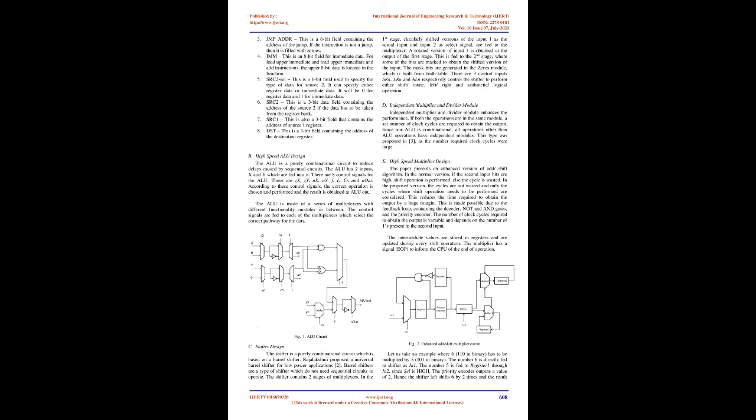5. SRC2 cell. This is a 1-bit field used to specify the type of data for source 2. It can specify either register data or immediate data. It will be 0 for register data and 1 for immediate data. 6. SRC2. This is a 3-bit data field containing the address of the source 2 if the data has to be taken from the register bank. 7. SRC1. This is also a 3-bit field that contains the address of source 1 register. 8. DST. This is a 3-bit field containing the address of the destination register.